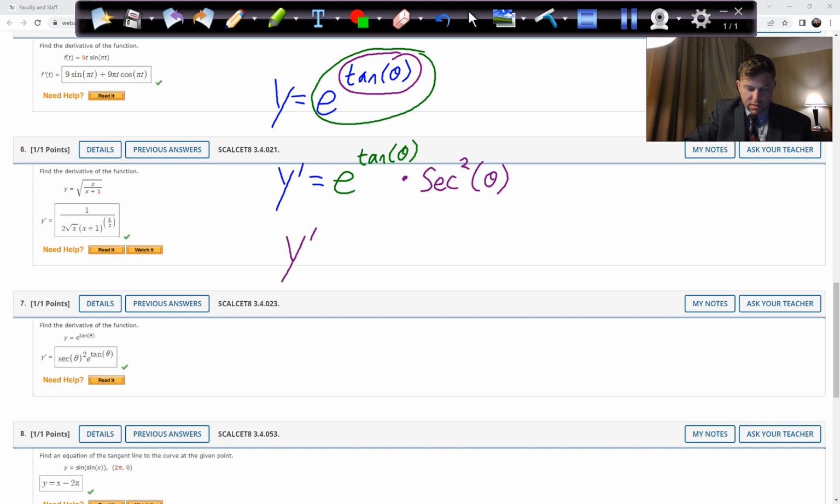I wrote it a little differently. I put the secant squared first, then the e tangent theta. And I had talked about how it's not easy to get this 2 right there, so you can just write it at the end of the secant, and it will represent the same thing.